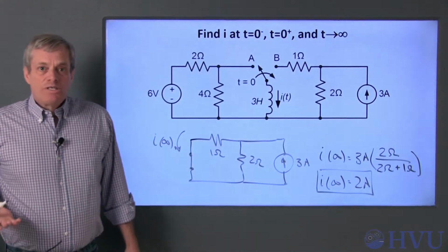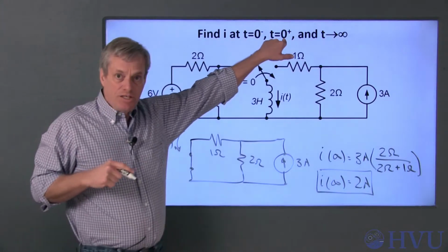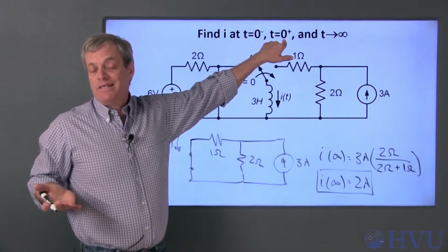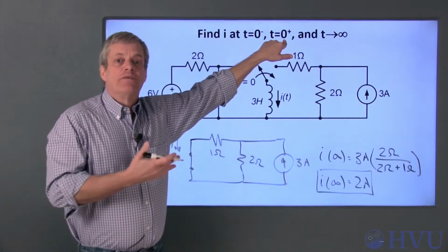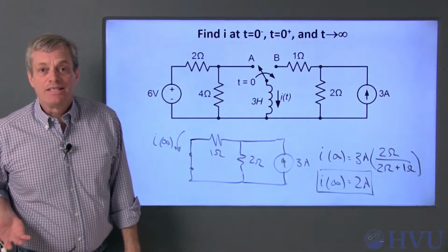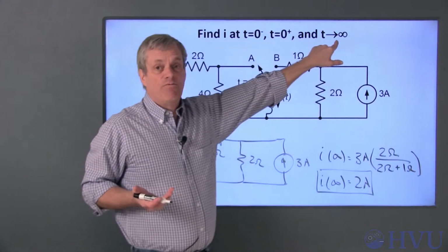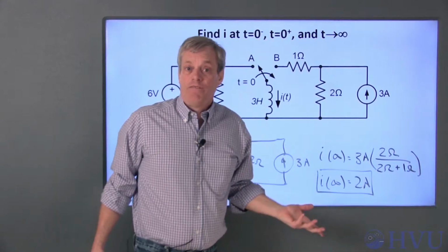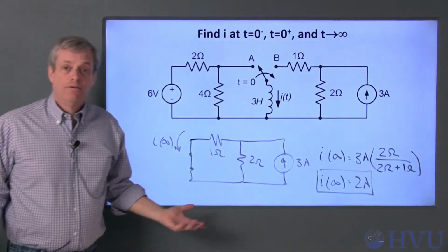The current at t equals 0 plus is the initial condition on the differential equation that models the inductor for t greater than 0. The process of the transition from its initial to its final value requires us to solve that differential equation, which we'll do later.